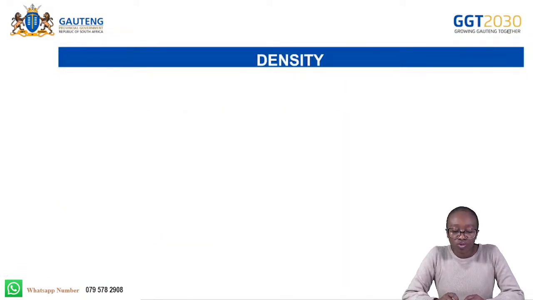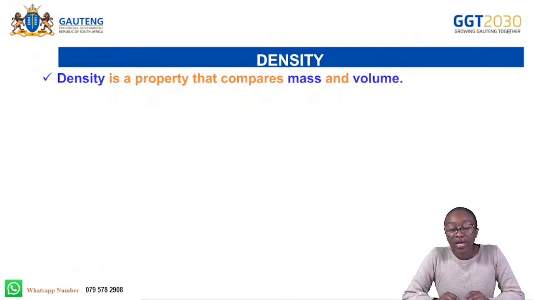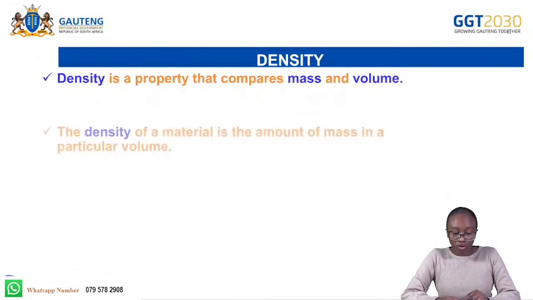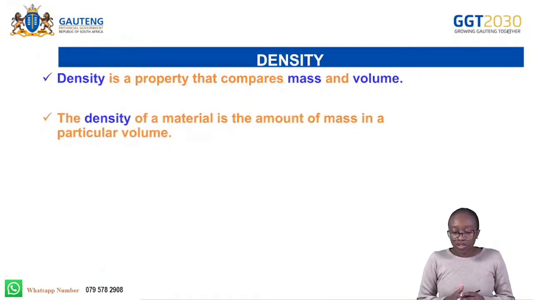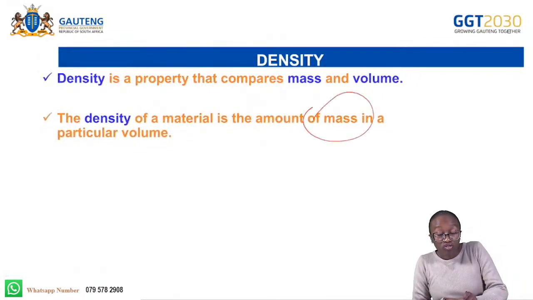Now let's move on to density. We have defined density in the previous lesson. Now let's try and explain what density is and describe it in terms of states of matter. Now, density is a process that compares mass and volume. So the density of a material, we have said, is the amount of mass in a particular volume.